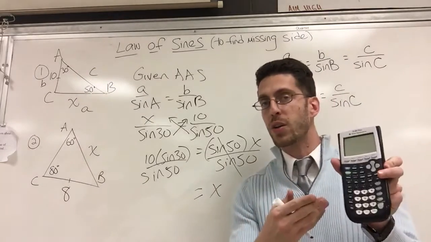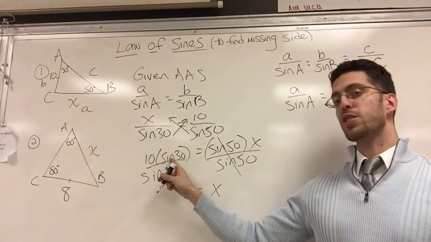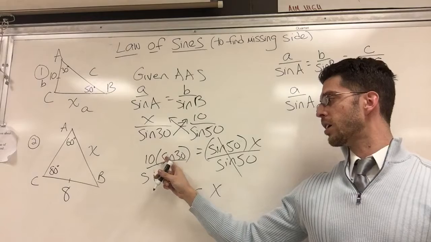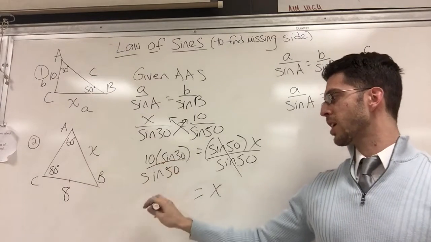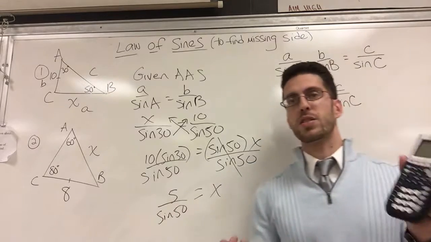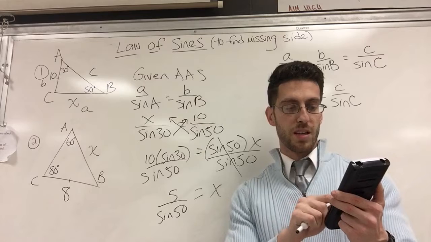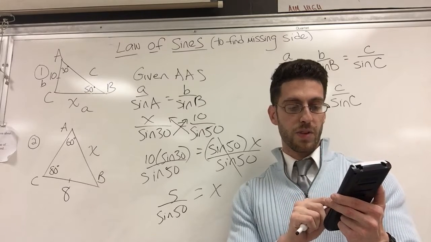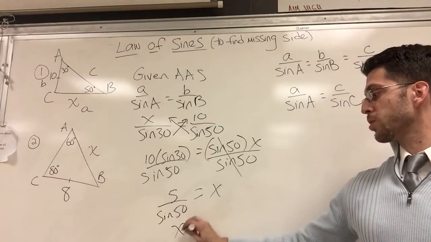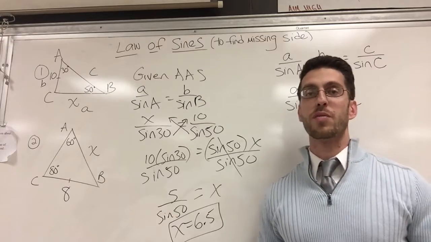Then you finally go to the calculator and type all this in. You want to show off? Fine. You can actually do the work. I know that sine 30 is 0.5, times 10 is 5. So that's 5 over sine 50. And then I'll just type that in. 5 divided by sine 50, enter: 6.5 to the nearest tenth. x equals 6.5, the end. That's how you use law of sines.